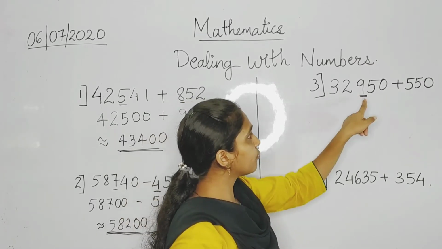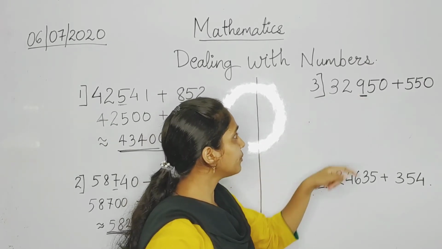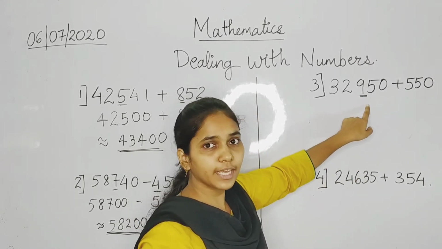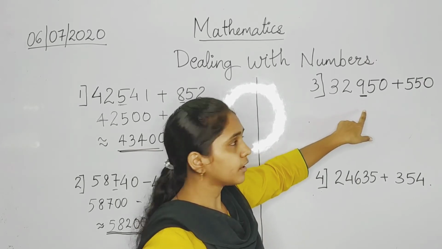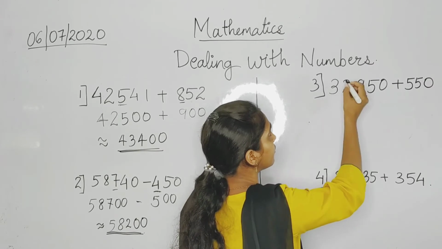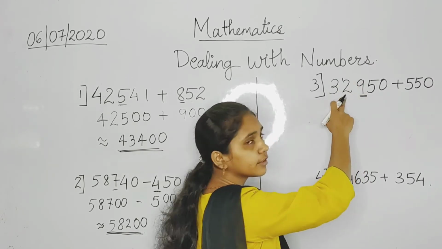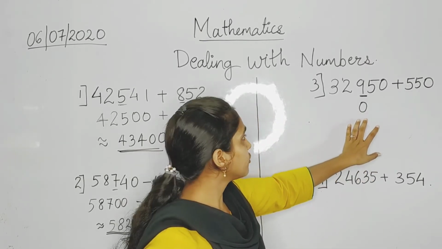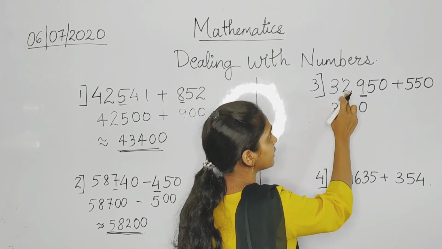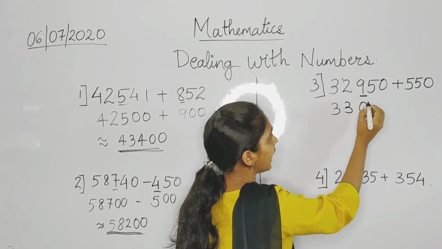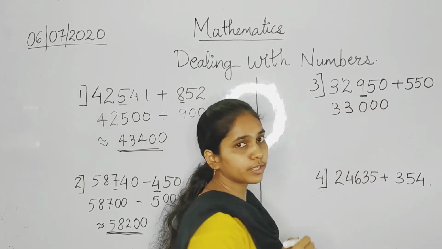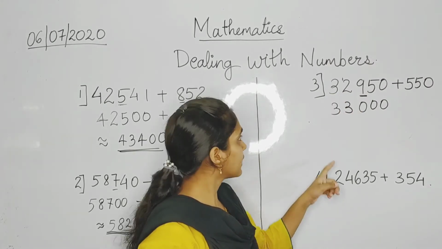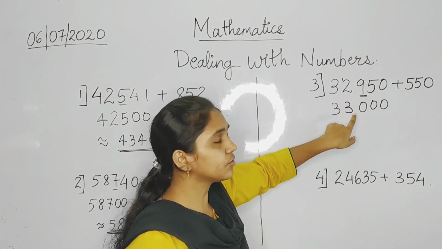Now when we add 1 to the number 9, it becomes 10. So how will we write 10 here? To write 10 here, we add 1 to the number 2, and we write a 0 in place of 9. So this 2 plus 1 becomes 3, and this becomes 0 0 0. So the number 32,950 after rounding off becomes 33,000.